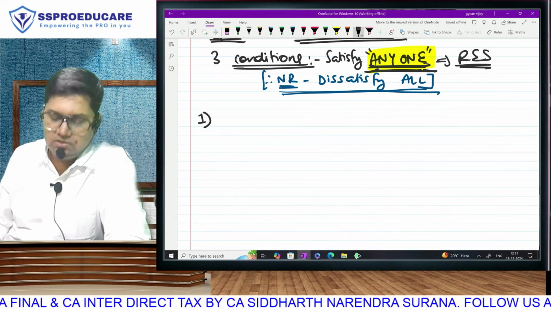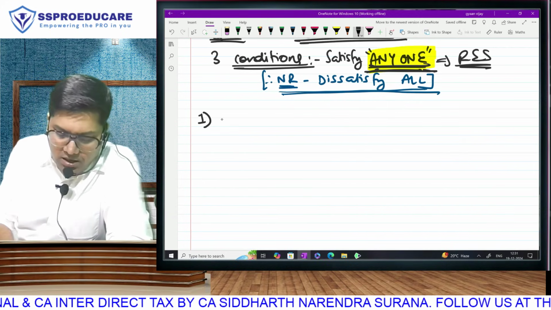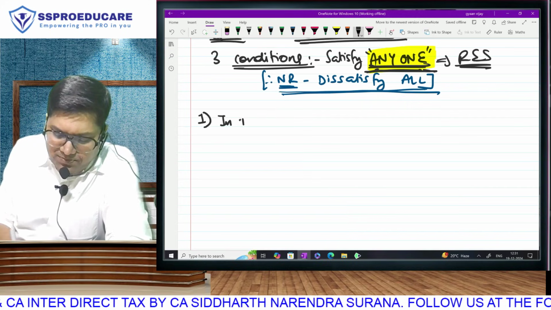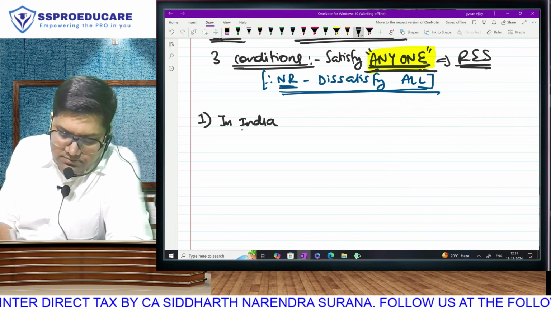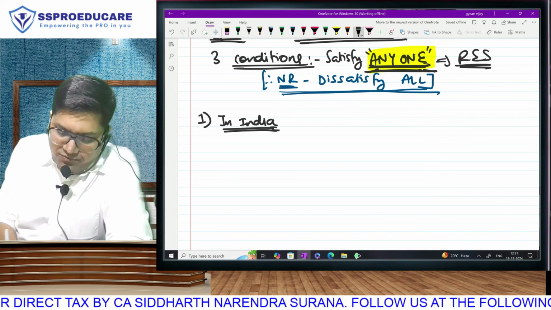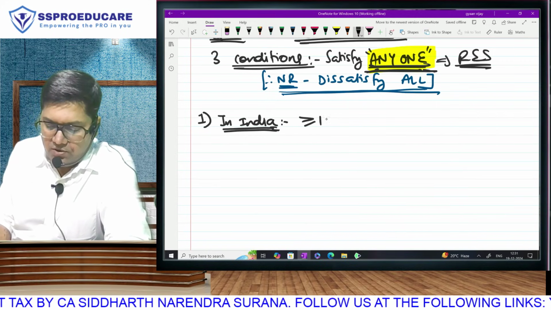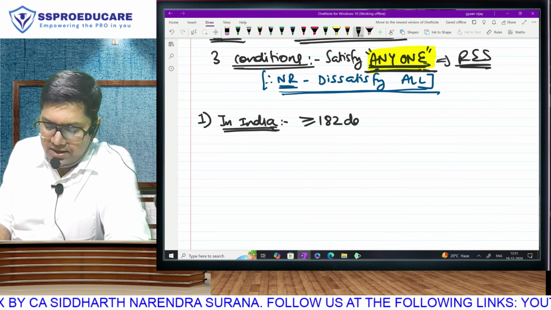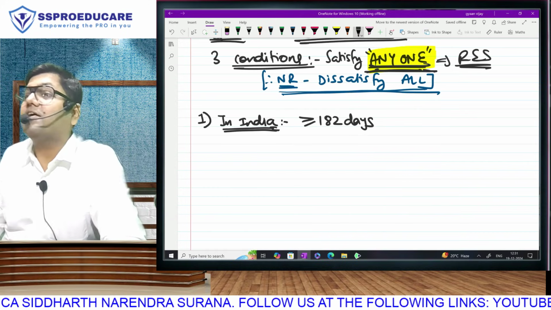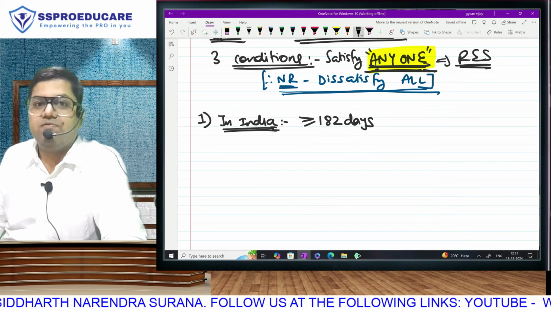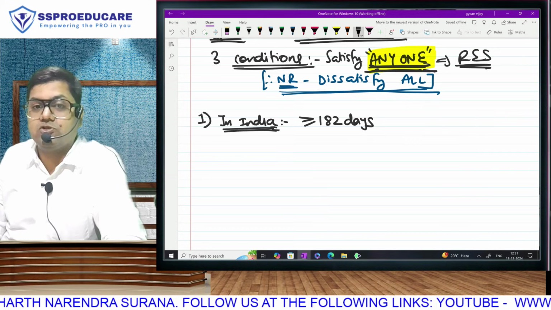Is that clear? So ladies and gentlemen, first condition. If you were physically present in India for a period of 182 days or more, greater than or equal to. So 182 or more, equal to will also be covered.